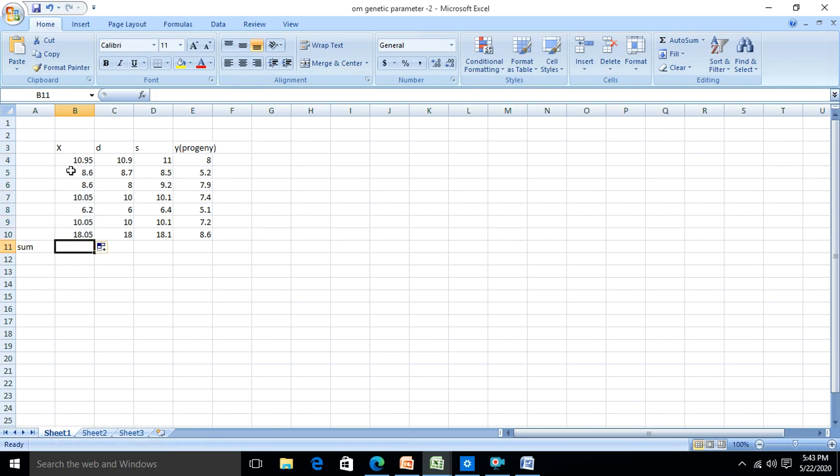Now to find the sum, this X is the average of dam and sire, that is D plus S upon 2. X is equal to D plus S upon 2.